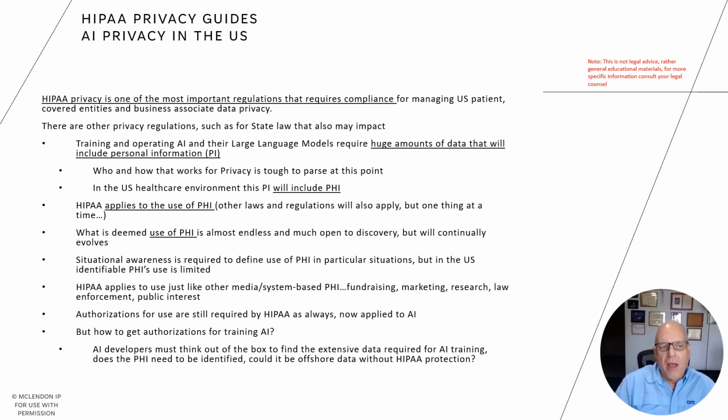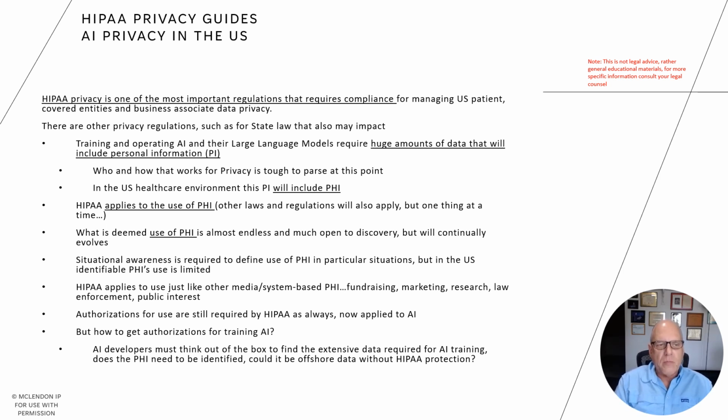There are other privacy regulations, such as state law, that may also impact. So, it's not just HIPAA. Training and operating AI and their large language models require huge amounts of data that will include personal information. Who and how that works for privacy is tough to parse out at this point.